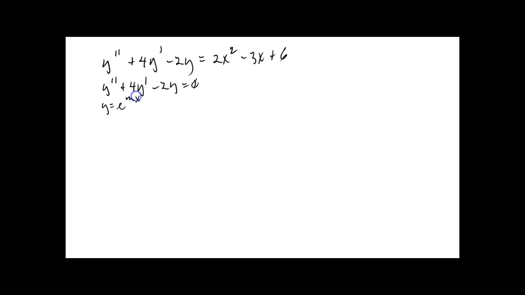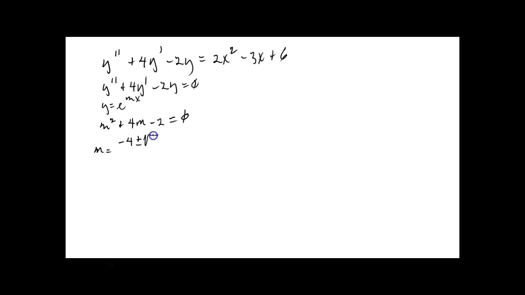e to the mx, that's where we start, and you come up with the auxiliary equation, which is m squared plus 4m minus 2 equals 0. And a big boo hiss here, that will not factor either. So let's try the quadratic formula. Make sure I wrote it right. Yes, I did.